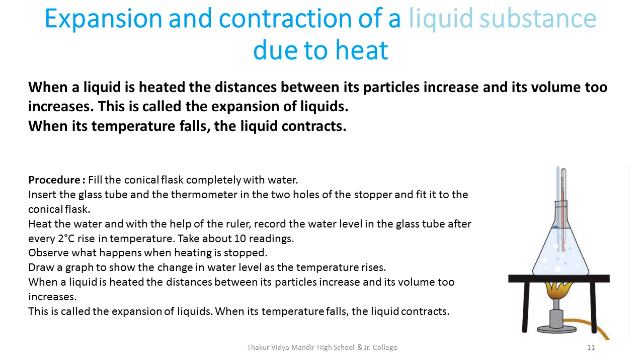Now draw a graph and show the change in the water level as the temperature rises. What you will observe is when the liquid is heated, the distance between its particles increases and the volume will also increase, which means you will observe the water rise up. And once the temperature falls down, the liquid will contract and you will observe the water is falling down or reducing as compared to before when it was heated. That is how you will use this experiment to explain expansion and contraction of liquids due to heat.